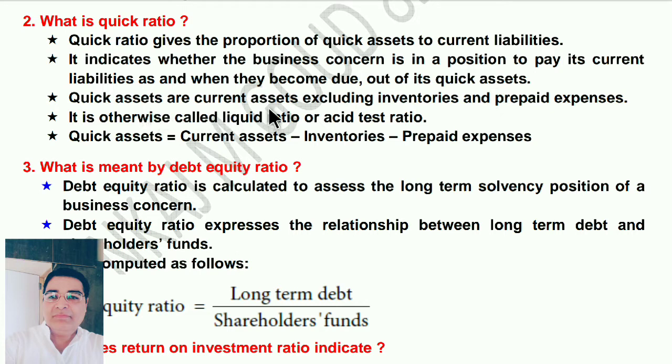Quick assets are current assets, excluding inventories and prepaid expenses. It is otherwise called liquid ratio or acid test ratio. Quick assets equal to current assets minus inventories. Inventory means stock minus prepaid expenses.